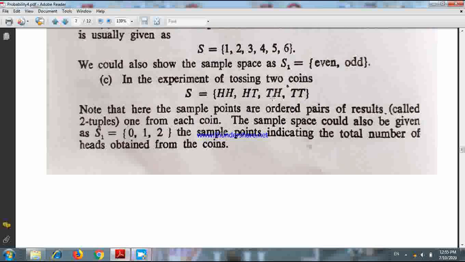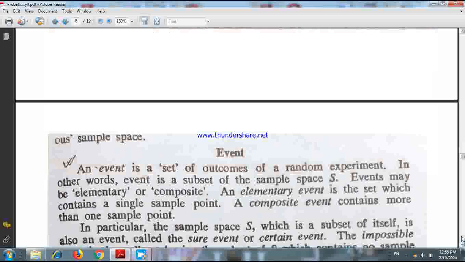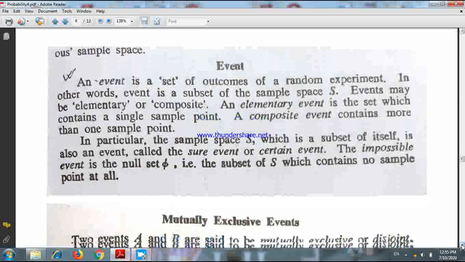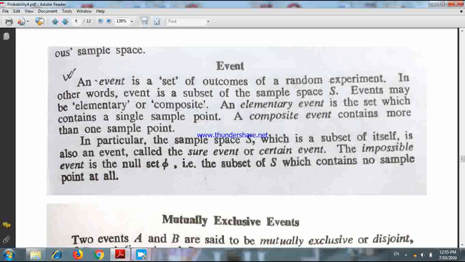Now, how to define an event? An event is the set of outcomes of a random experiment. It is simply said that it is a set of outcomes, not necessarily the set of all possible outcomes. The event is a set of outcomes. For example, if I throw a dice, then the sample space is 1, 2, 3, 4, 5, 6. And if I declare an event A as the event of getting an even number, that means A will be the set 2, 4 and 6. So this is also a set of outcomes.